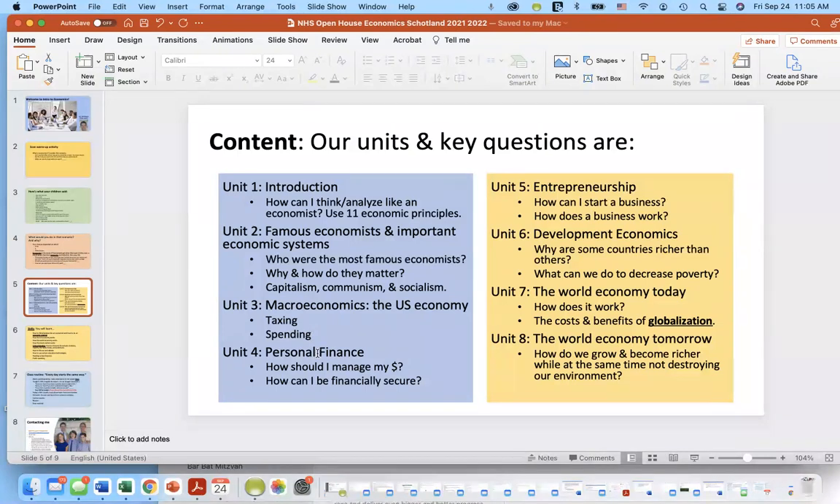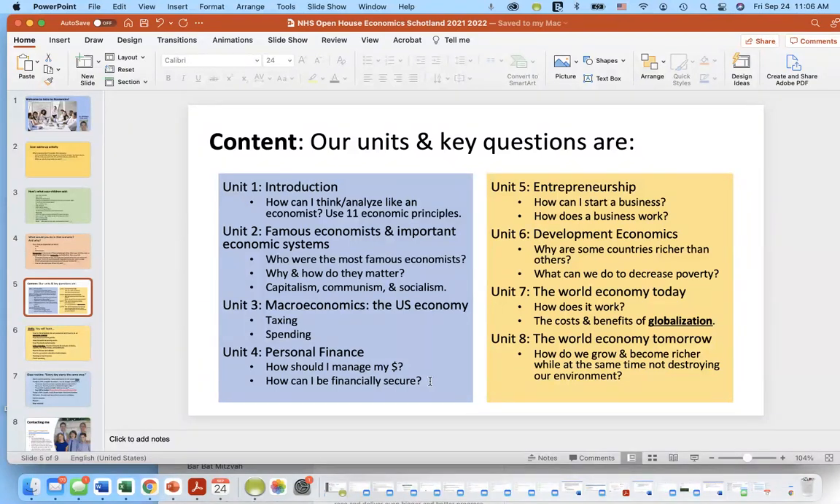The next unit is personal finance, and the key questions are how should I manage my money? How can I be financially secure? I walk the students through a financial life. We start with credit cards and debit cards and banking. And how do I get a car? Should I lease a car? Should I buy a car? How do I get a house? What kind of house should I look for? What kind of home? And of course, we talk about stocks and bonds and investing in the stock market.